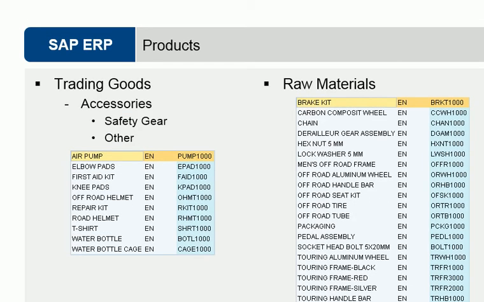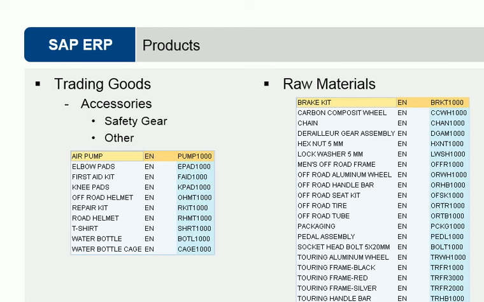Okay, so what kind of products do we sell or handle? We have trading goods, and these are goods that we buy from other manufacturers, but we also sell. So an air pump, elbow pads, a first aid kit, we don't really manufacture these, but we sell them. So the trading goods are accessories, and they are divided either as safety gear or other.